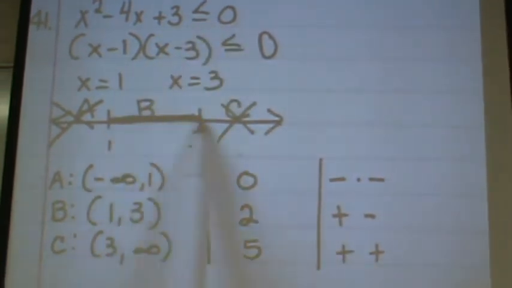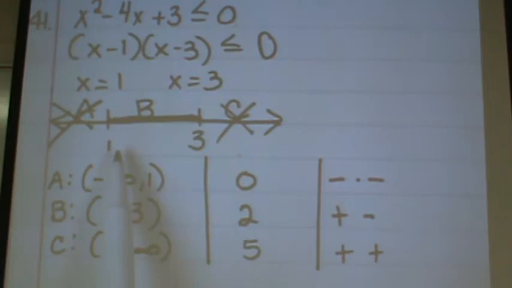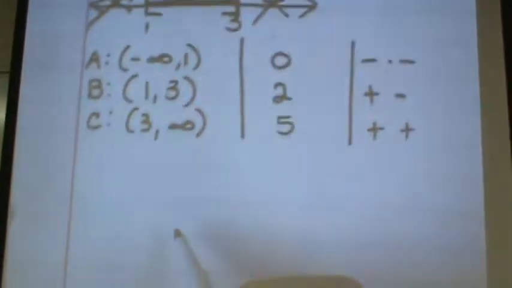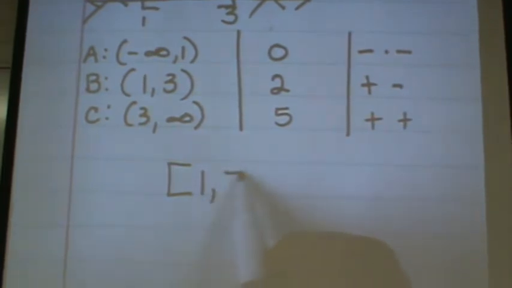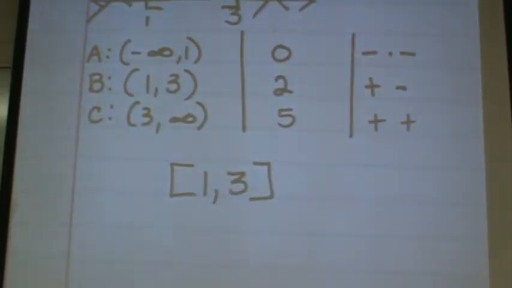So now looking back, since the inequality includes equal to, we're going to include these two zeros. So our answer is going to be brackets with 1 and 3. So the final answer is 1, 3 in brackets.